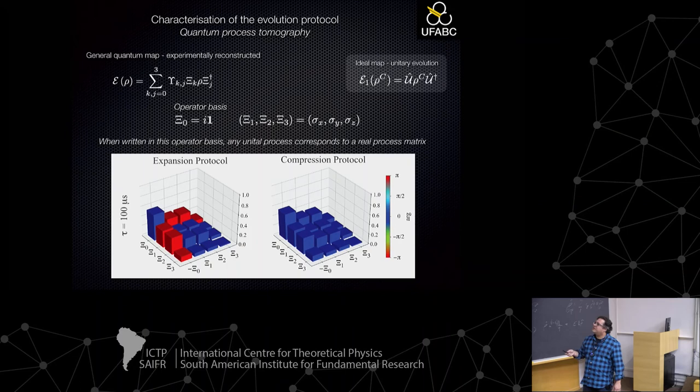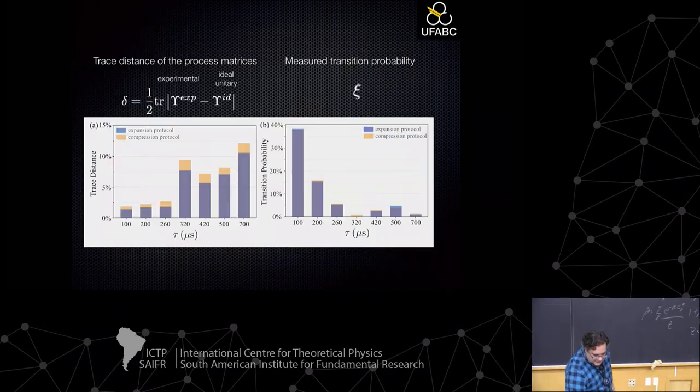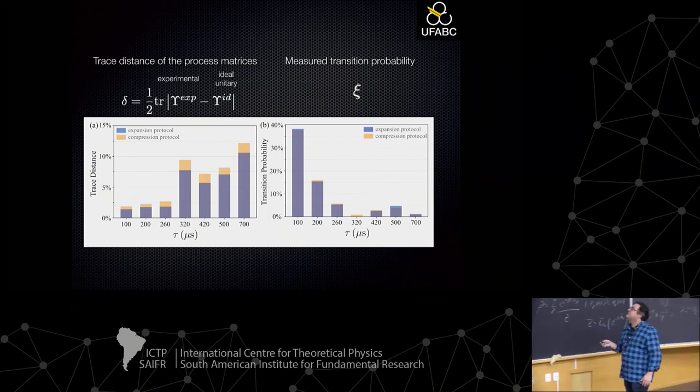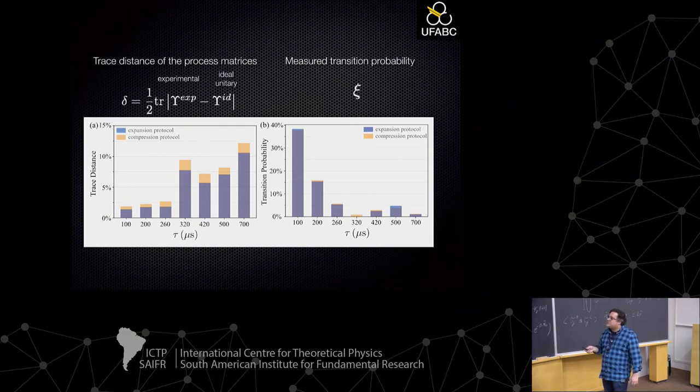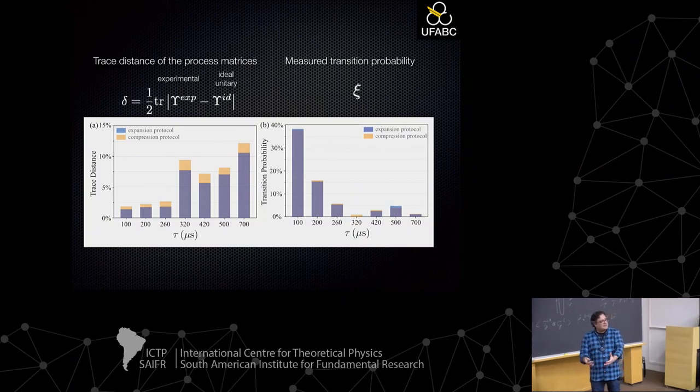And this is the experimental result for the expansion protocol that I showed before, and the compression protocol. When we choose this operator basis, a unital protocol, a protocol that preserves identity, also a unitary protocol, should have a real process matrix. And we have a real process matrix here. We can also compare our process with the nearest unitary process, and with the theory, to see how close or how far away we are. So here we have what we call the trace distance of the process matrix: the trace of the modulus of the difference between the process matrix of the experimental result and the ideal result. So we can see how distinguishable my experiment is from the unitary dynamics of the theory.